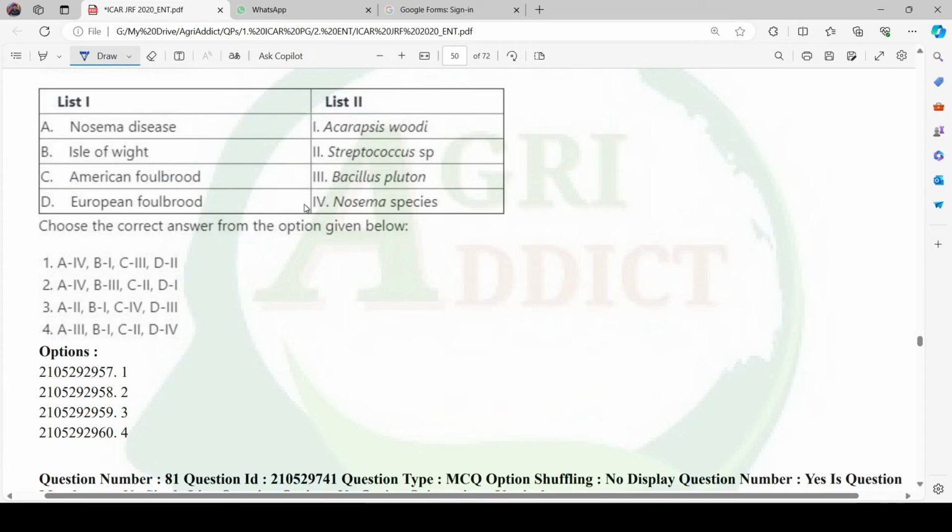Question number 80. It is from apiculture, diseases of apiculture. So first is Nosema disease, a protozoan disease caused by Nosema species. Then Isle of Wight disease, this is an important mite disease, caused by Acarapis woodi. Then American foul brood disease, it is by Bacillus larvae, and European foul brood by Streptococcus species. So option 1, that is A4 B1 C3 D2, is the correct answer.